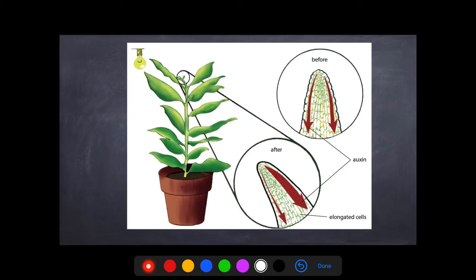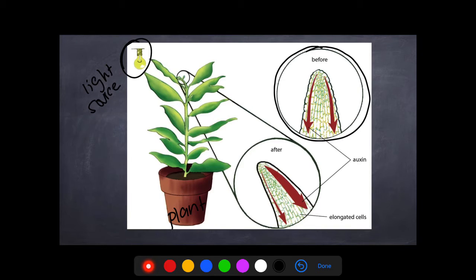So this is an example and a much better diagram than I drew. You have the light source, that's this light bulb right here, that we are seeing in phototropism. And you have your plant right here, and we're looking at a simple leaf. If you look at the leaf right here, this is before, the cell is leaning towards the light.